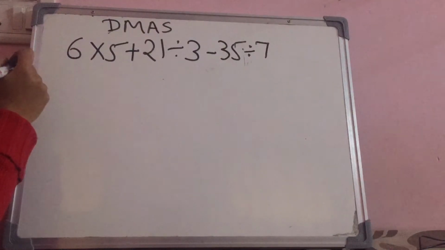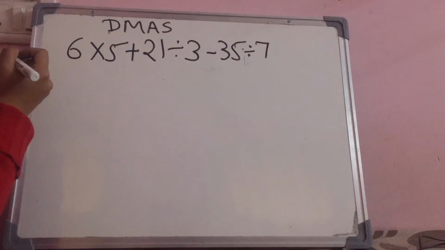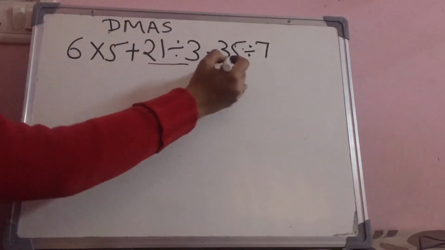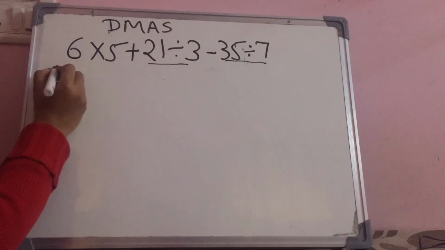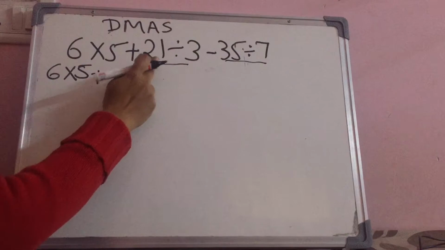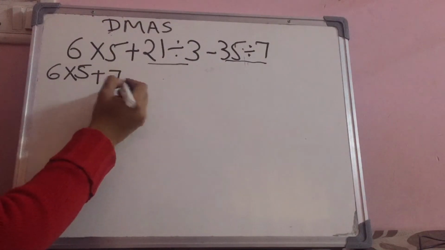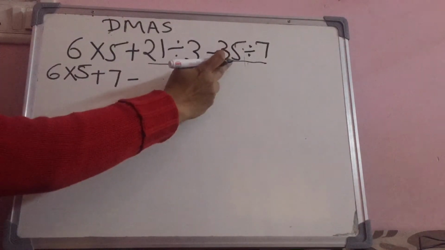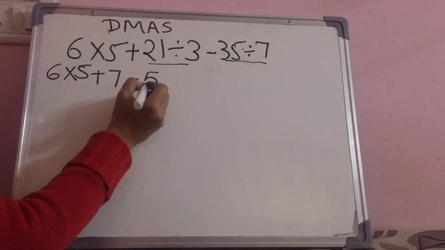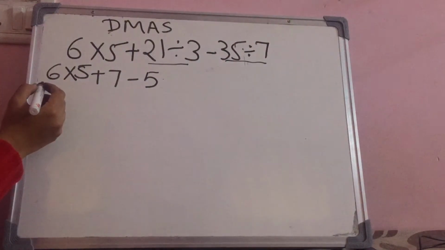So the first step is to find out where we have to divide. D is for division. This one and this. The rest we'll write as it is: 6 into 5 plus, dividing 21 by 3 we get 7, minus, again 35 divided by 7 is 5. Now the second step is multiplication.